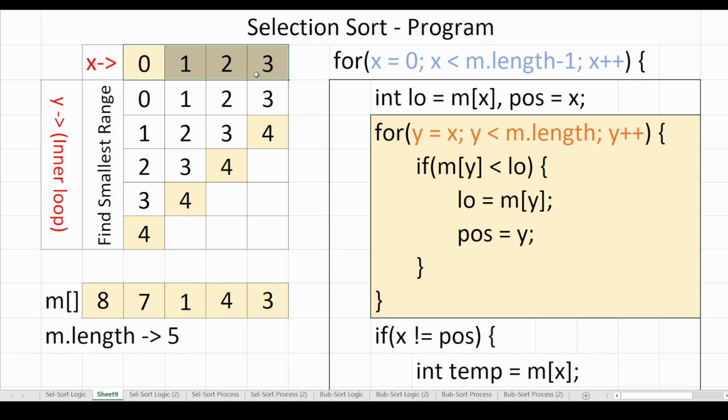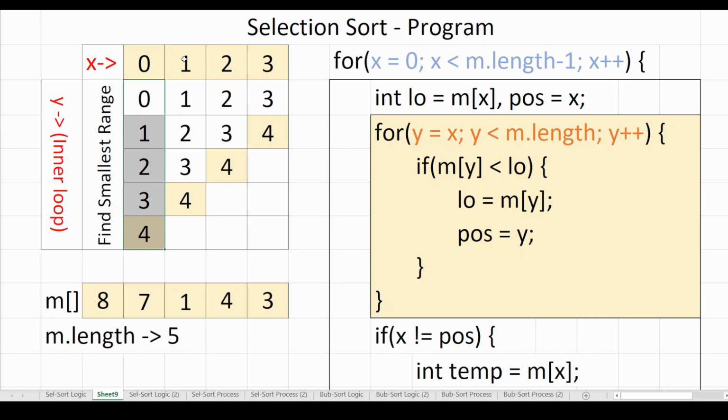Now we are looking for the position where the smallest value is existing, so naturally we'll have to use a loop for it. Where is that loop going to start from? It is always going to start from wherever my current position is. If I am on position number 0, it will start from 0 and go up to the end.